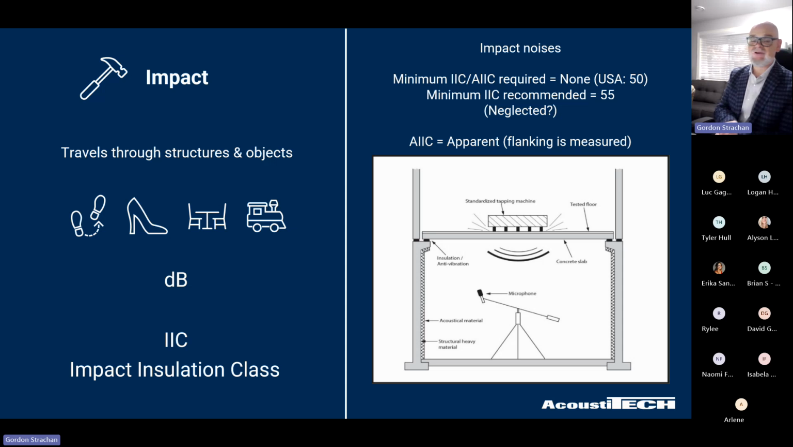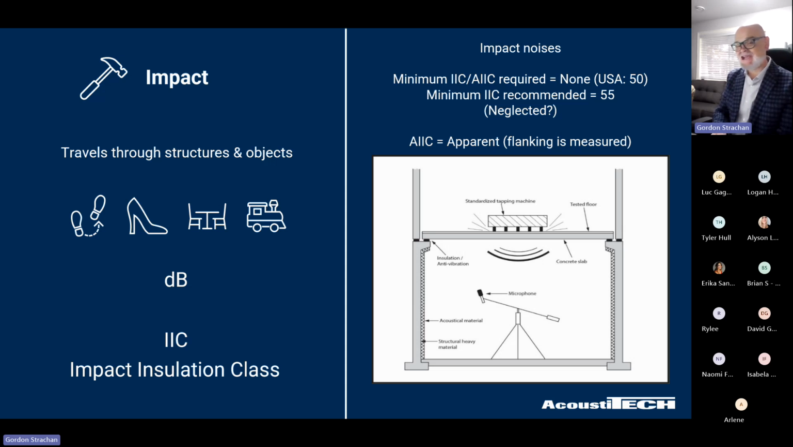But it's just a matter of meeting code. That can be the easiest way, or not the easiest, but the most cost-effective way of going about doing an assembly: just meeting code. So 55 is recommended, but it's not always met. The AIIC, again, isn't required. There's no required apparent flanking IIC number in Canada.